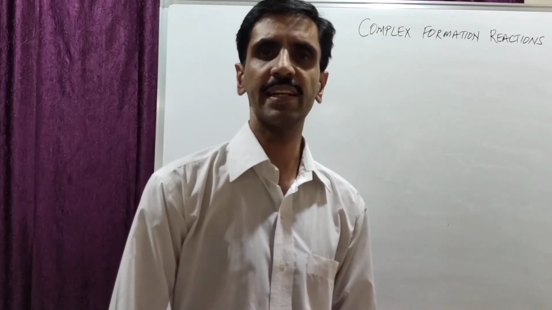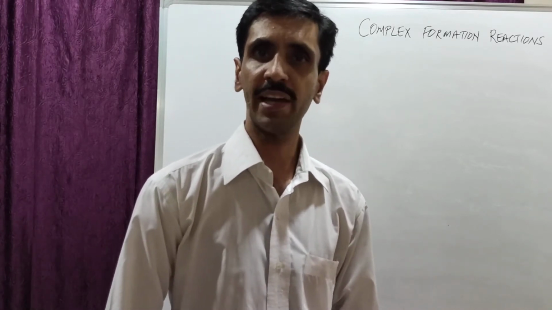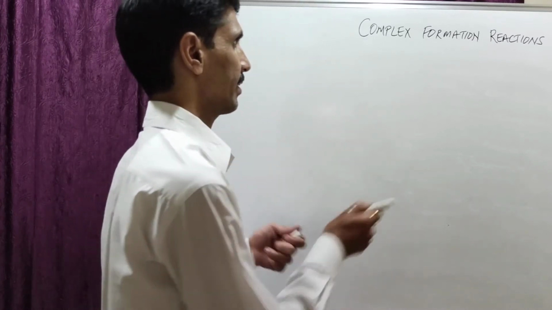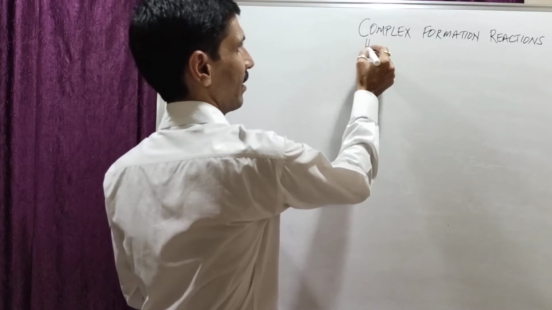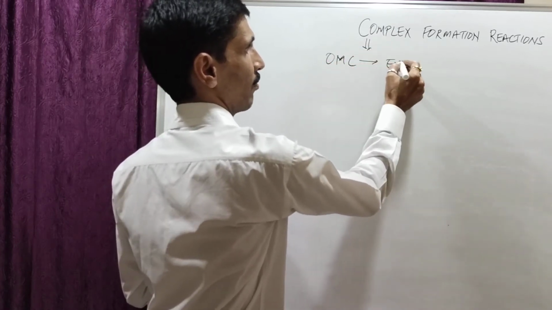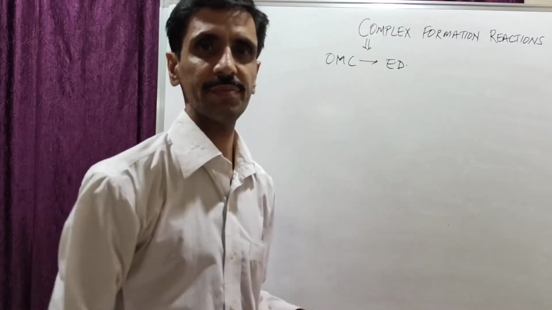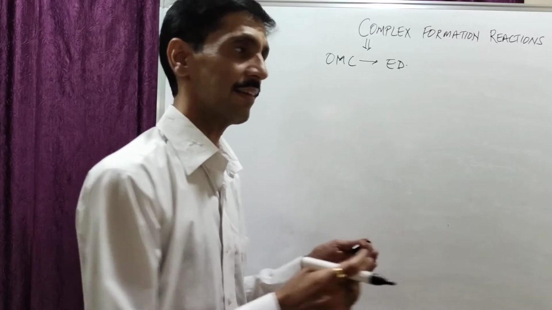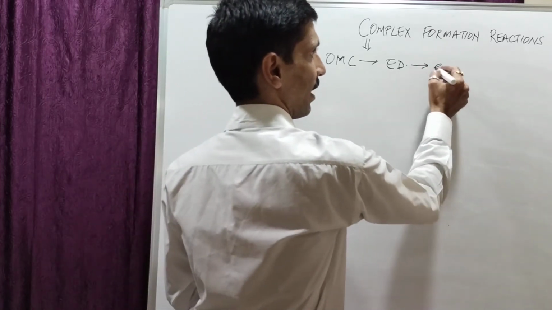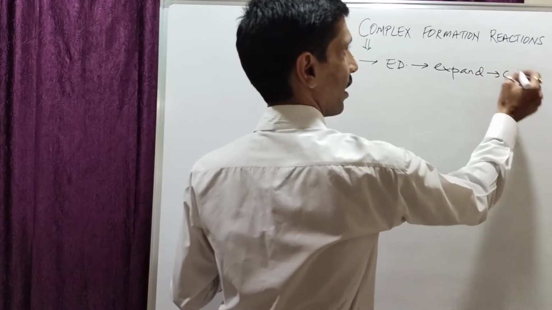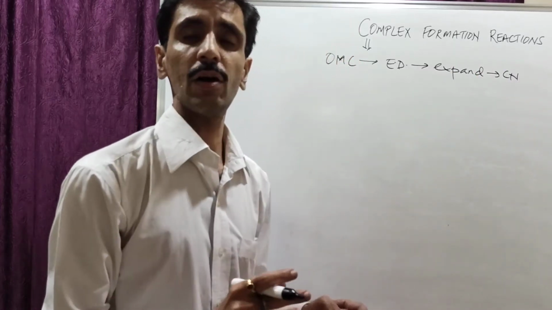So, my dear friends, we discussed the last property now, and that is about complex formation reactions under organometallic compounds. So, under this category, what we need to learn is that there are certain organometallic compounds which are electron deficient. Okay, that is having less number of electrons. So as a result of which, they have a tendency to expand their coordination number.